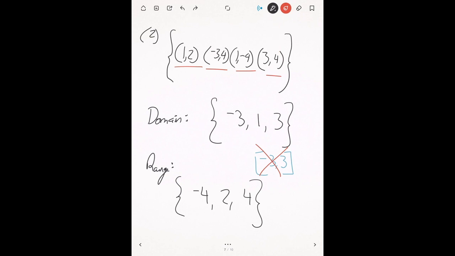And here's our domain and range. Pretty simple. The big thing to realize is that we're not using interval notation. We're just listing what the individual elements are.